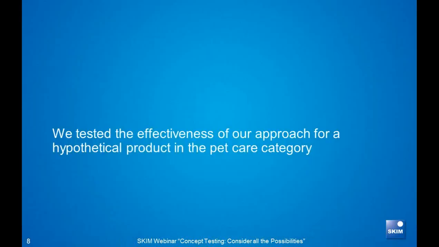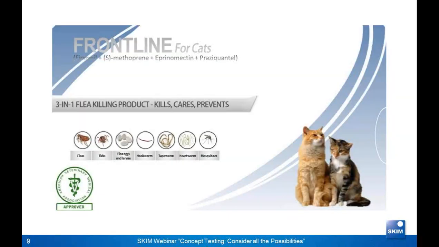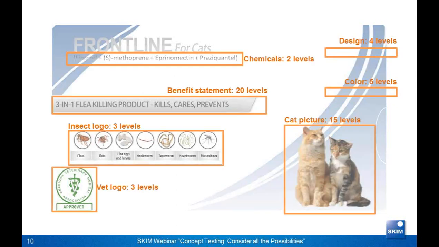So let's start. As I was saying, we tested the effectiveness of our approach on a product in the pet care category. So this is, for example, one of the new pack designs that we have tested in our study. Looks pretty nice, but the reason why I want to show it to you is because I want to show you how it's broken down in different parts. So you see that, for example, here we have a cat picture. We specify 15 different variations of the same cat picture. We have a benefit statement. We specify different variations of this, and so on. Same thing for all the other elements on the pack.